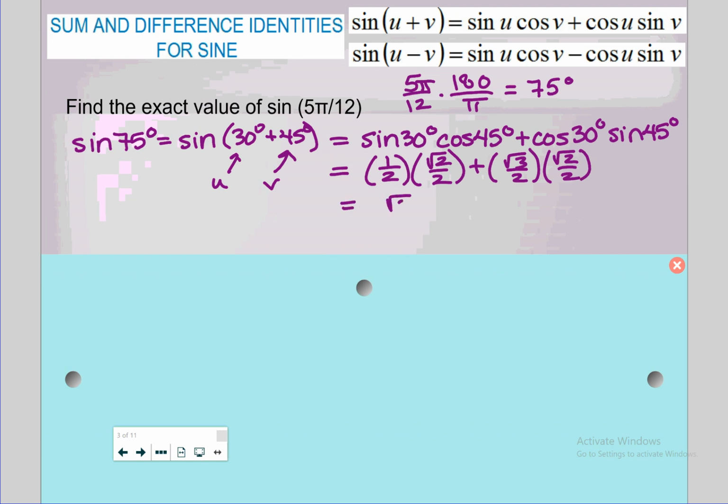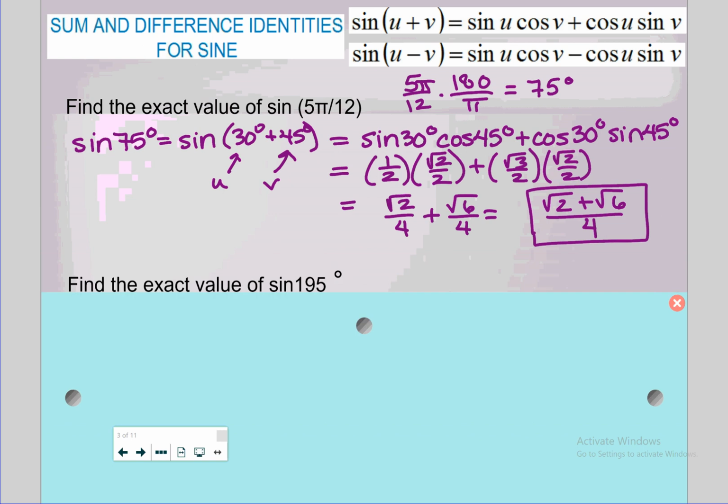Multiply them, I get rad 2 over 4 plus rad 6 over 4. Rad 2 plus rad 6 over 4 is my answer. Is this making sense? You guys have any questions? Put a rad 2 and a rad 6. Now, there's different options. Like, one of them could be negative, both of them could be negative, right? But it's going to look something like this, yes, if it's a sine or a cosine.